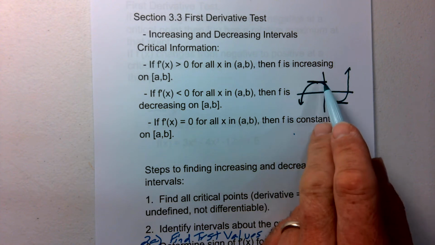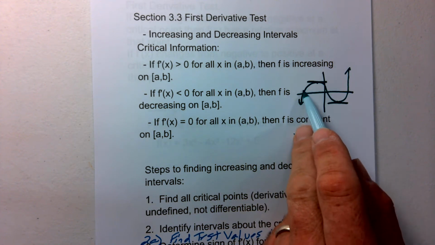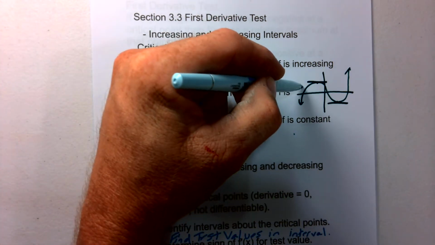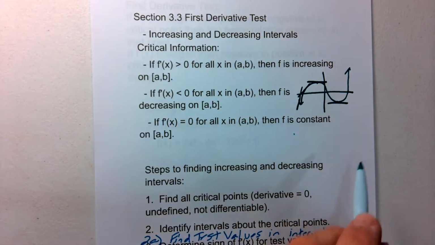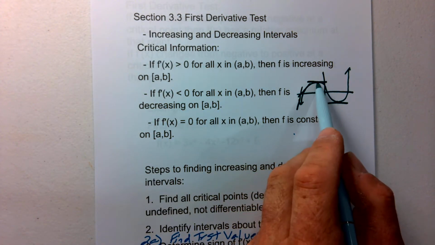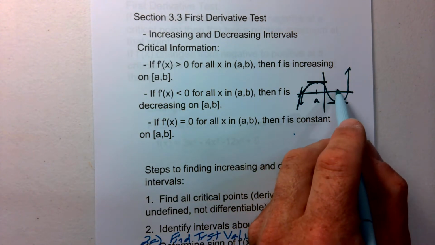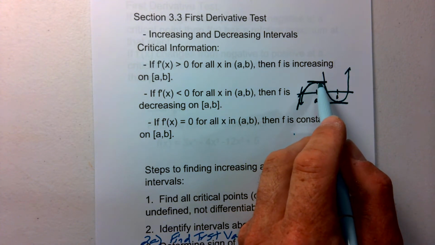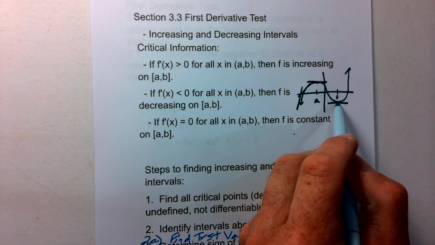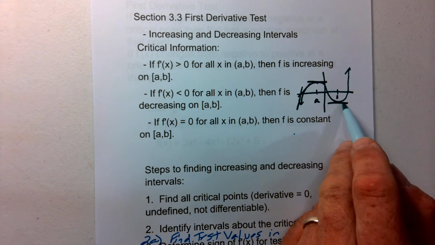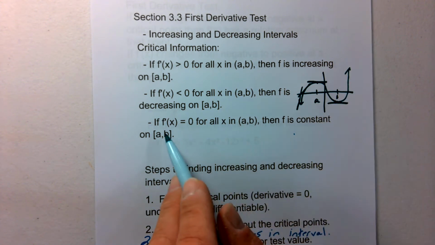So notice to the left of this point, we have positive slopes. If we were to draw in some of the slopes in there, we'd have positive slopes. From this point, let's call it A, and let's call this one B, we would have negative slopes down to B. And then from B over, we would have, again, positive slopes.